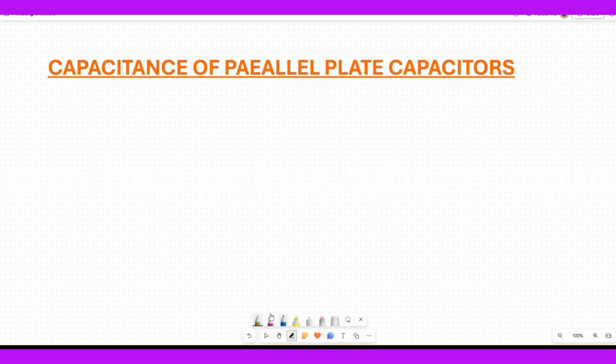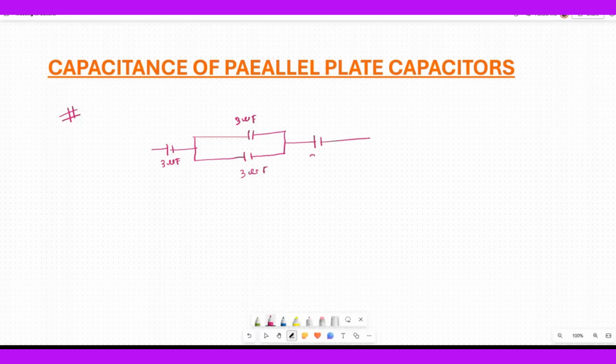So let us start with this simple example where there are capacitors given in this manner. This is 3 mu f, 3 mu f, say this is also 3 mu f and 3 mu f. Your problem is to find the equivalent capacitance between A and B.